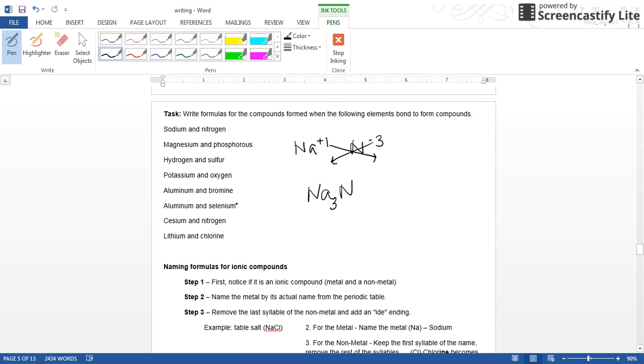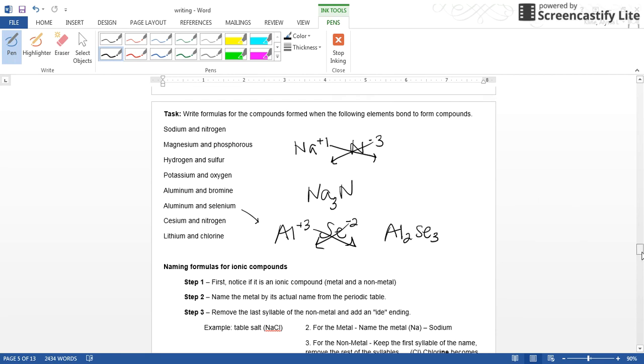All right, let's try one other one. Let's try this one: aluminum and selenium. Aluminum is Al, selenium is Se. If you find them, aluminum is +3. Selenium is going to be -2. Crisscross these, bring them down. So we're going to have Al2Se3.